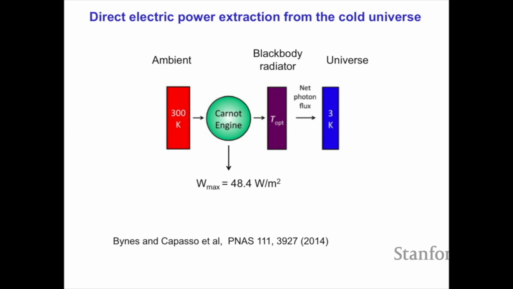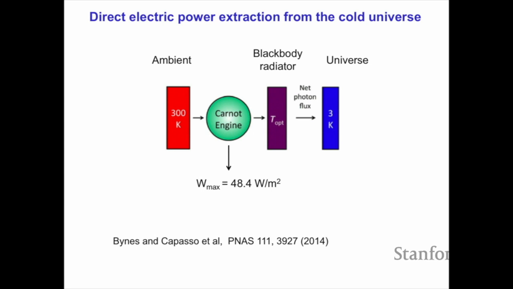So theoretically, you can run a Carnot engine in between, and you can compute how much power theoretically you can get out of it. You will get something on the order of 48 watt per meter square, which is, of course, not large compared with solar power, but it's not a negligible amount of power either, especially in the absence of solar power.